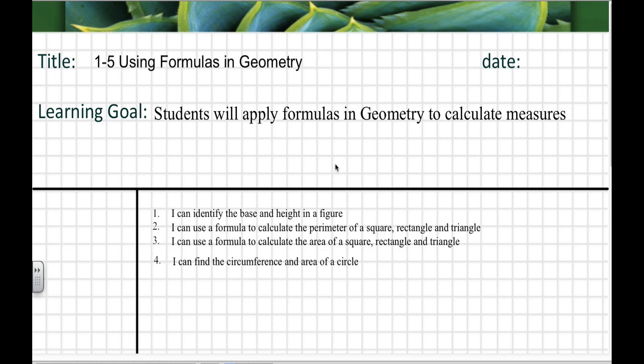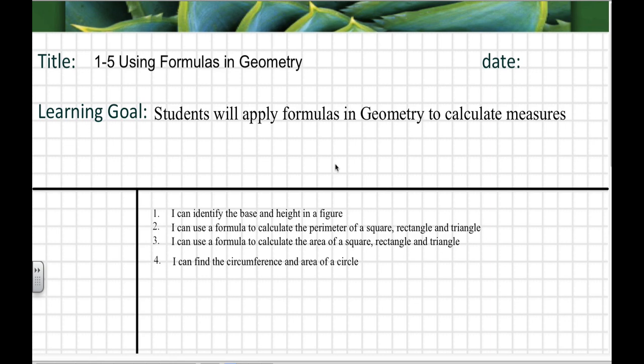Today in this video, you guys are going to learn about formulas in geometry. Our learning goal is to apply those formulas to calculate different measures. And the specific success criteria that you have for this is to be able to identify the base and the height in a figure, specifically a triangle.